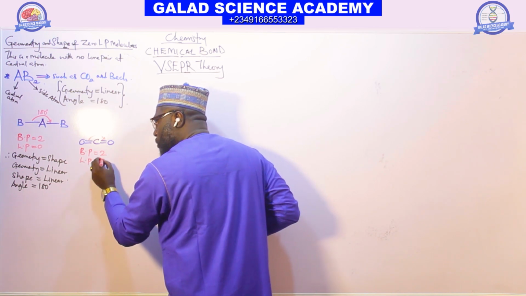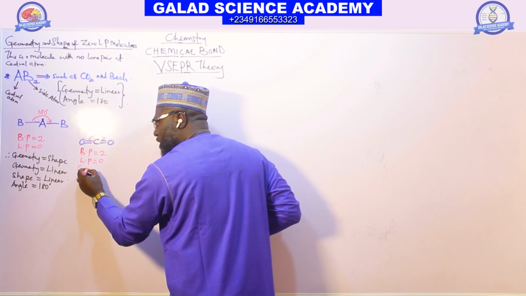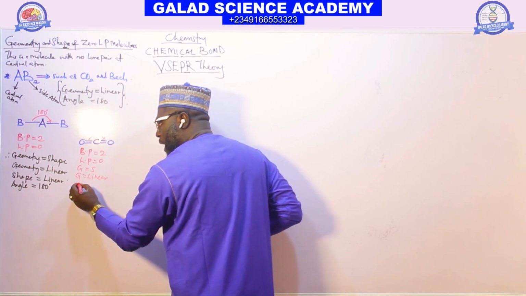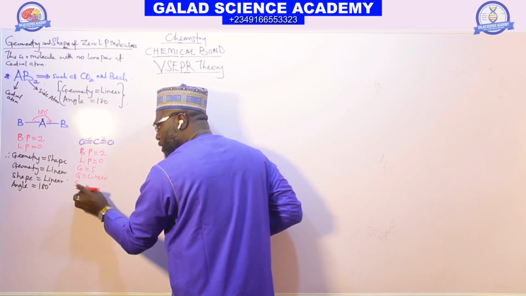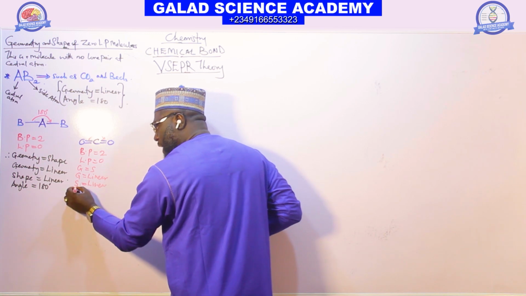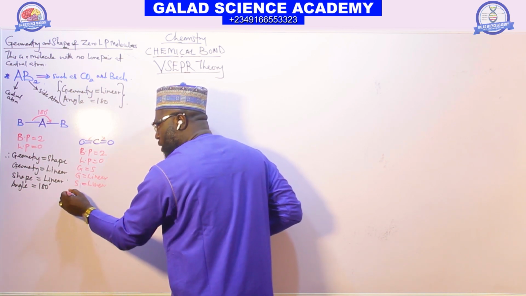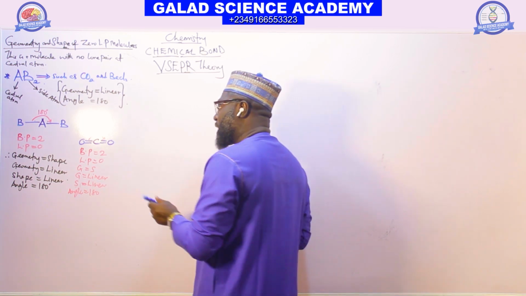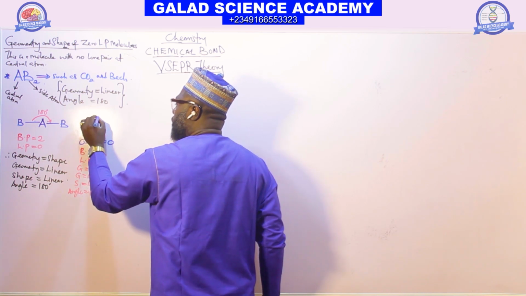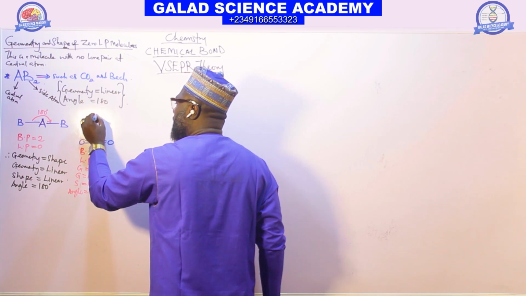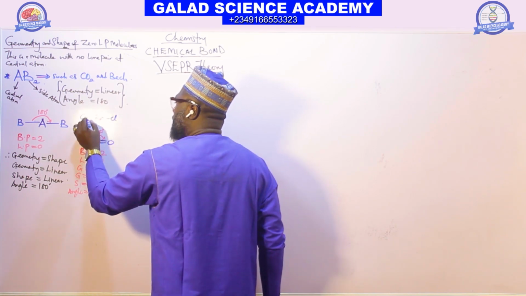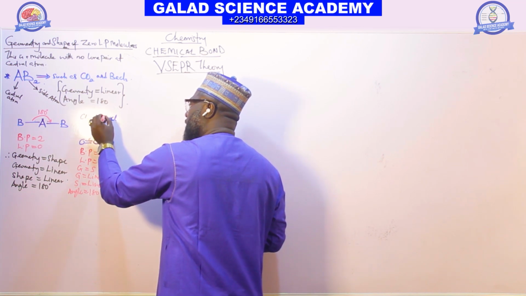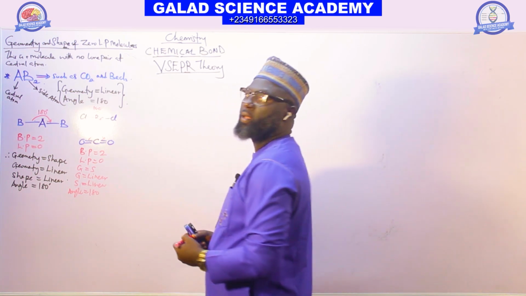So the lone pair is zero. Geometry and shape are equal. Geometry is linear and shape is also linear, and the angle is 180. The same thing applies to beryllium chloride, BeCl2. It also has a straight, linear shape of 180 degrees.